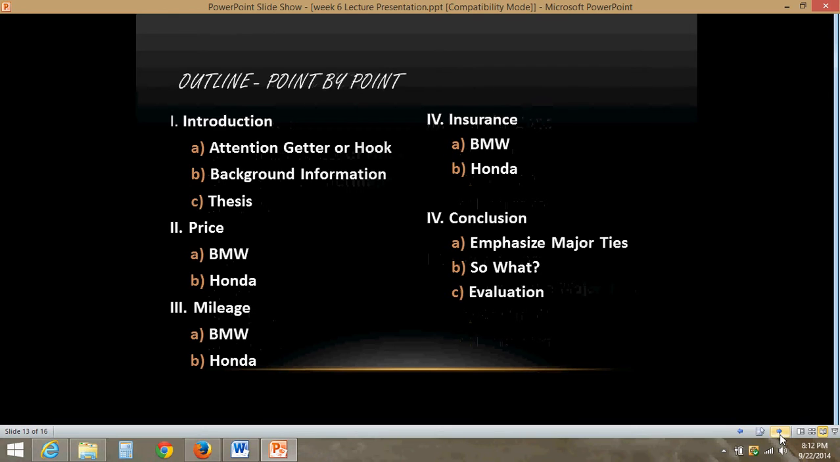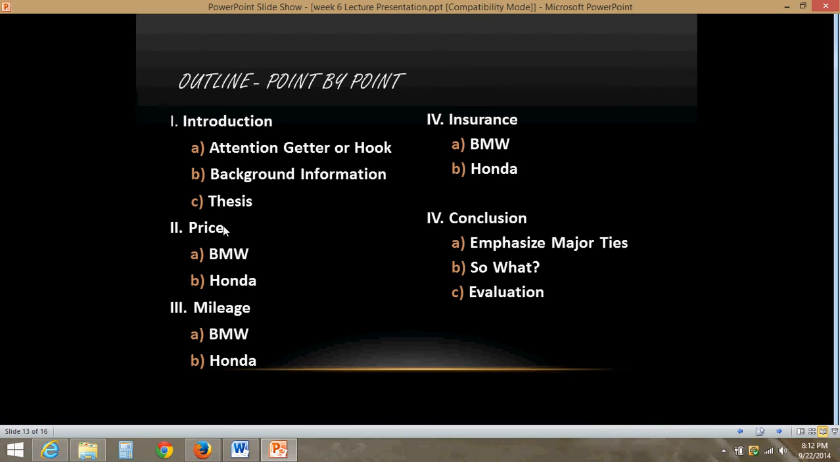Here is an outline based on point by point. So this is when we look at the different topics that we're going to expand upon for each of the compared elements. So we have the introduction, same thing. We have the conclusion, same thing, but the body paragraphs are different.